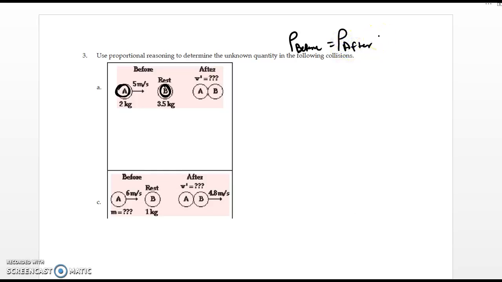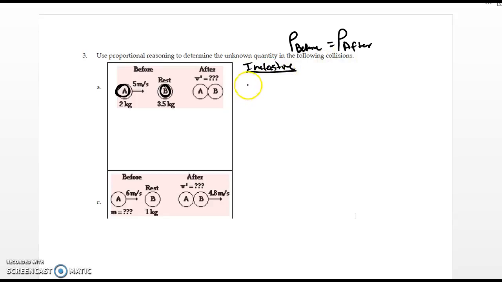What we do here is look at this specific collision and try to determine what type of collision it is. This collision is an inelastic collision. What occurs here is one ball is moving towards the other. At the end, they have collided and they're going in the same direction.